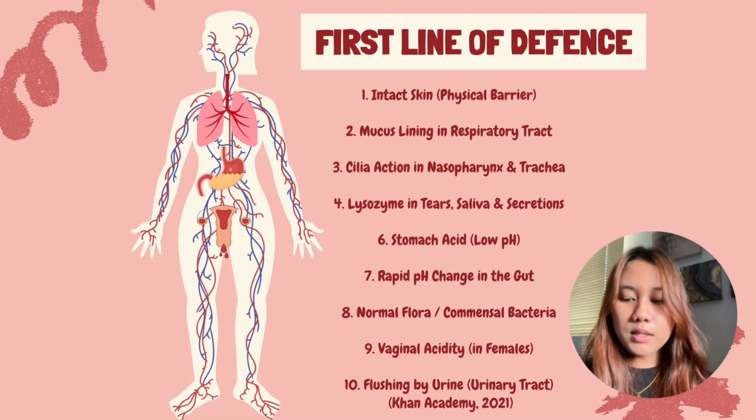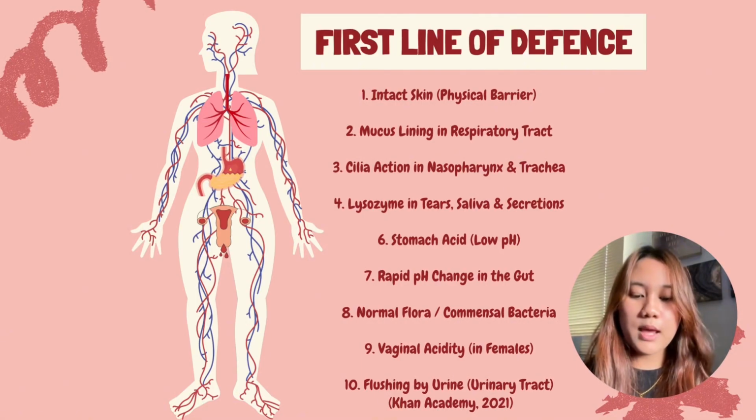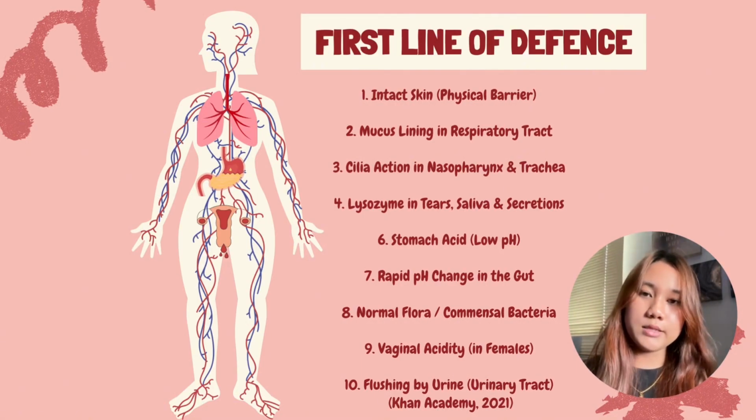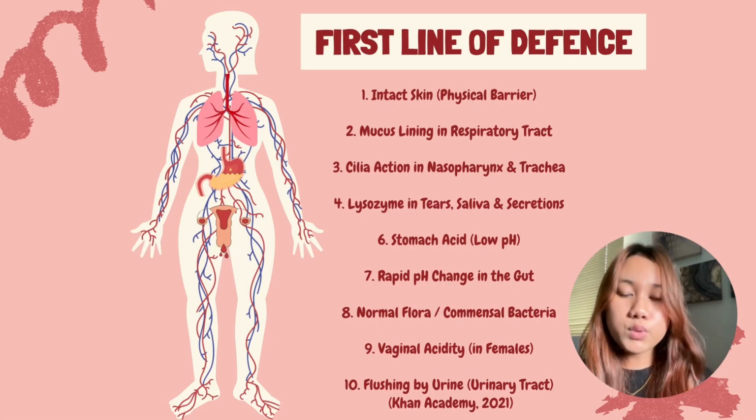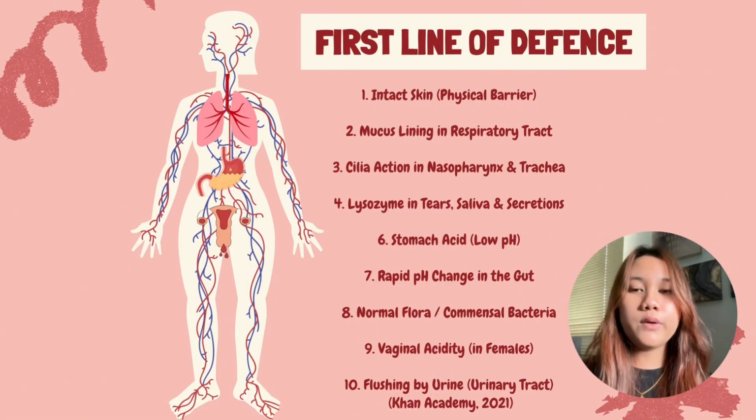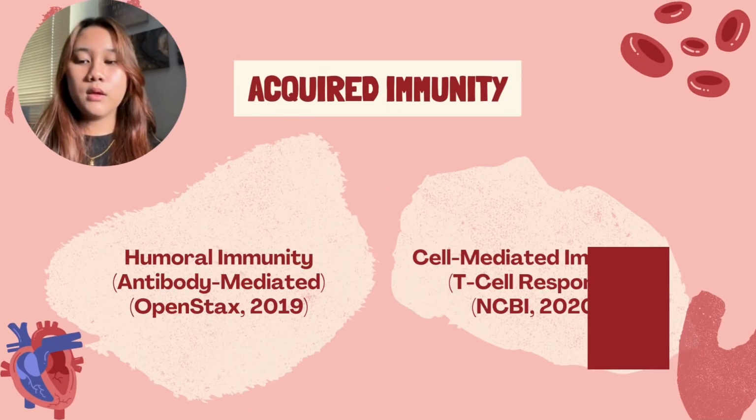The last and only one, flushing by the urinary tract. The flow of urine helps wash microbes out of the urinary tract. This prevents bacteria from settling or multiplying, reducing the risk of UTIs, which is urinary tract infection.